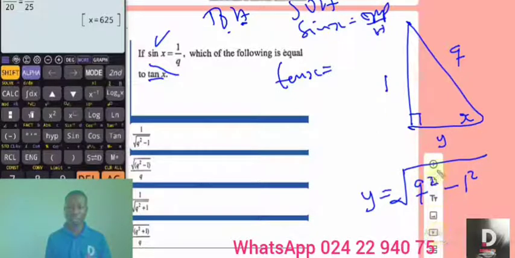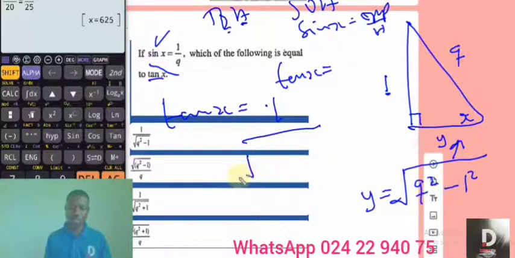You get it? You have gotten it. Now we can put this one in place of here and go. Therefore, tan x is equal to our opposite. What's the opposite? 1. This one. Over the adjacent. What is the adjacent? The one we just found. Square root of q squared minus 1 squared. Now, this is the final answer.